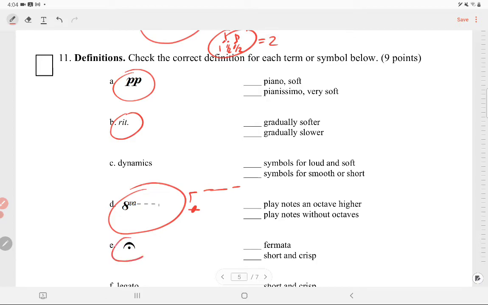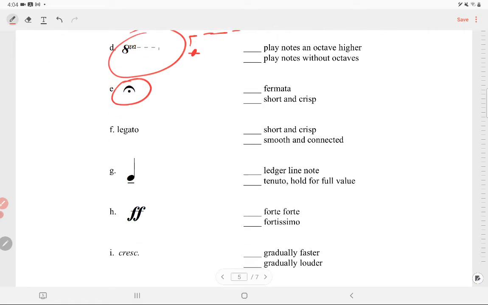So this one looks like a little eye, and that means to hold the note longer. And there is an Italian word for that called fermata, okay? So legato actually means smooth and connected. And this one is called tenuto, and it means to hold the note for its full value, so the notes have a little bit more weight. This one is called fortissimo, which is double forte, right? And this one is called crescendo, all Italian words, that means gradually louder.